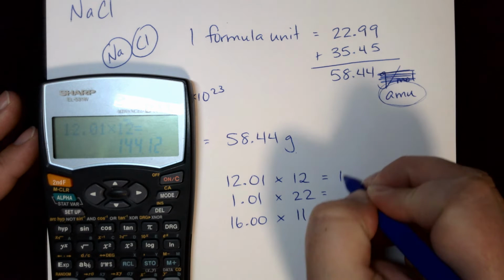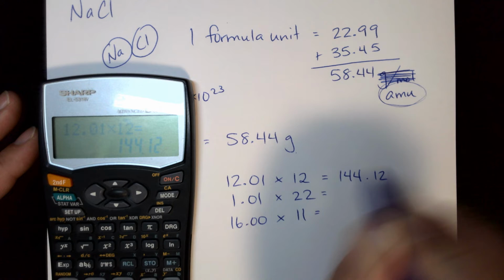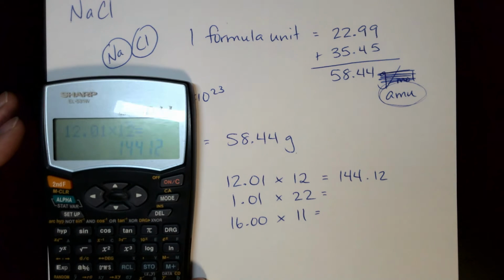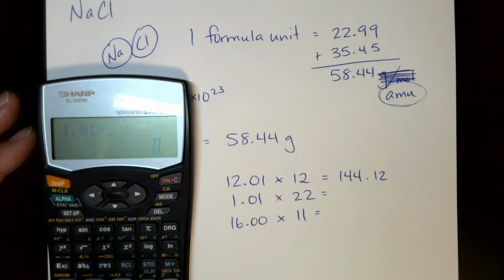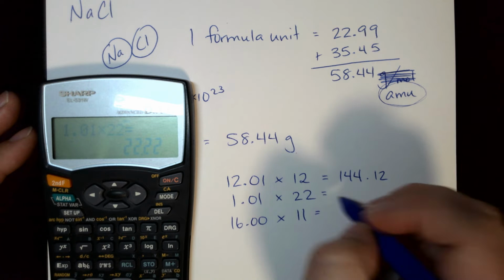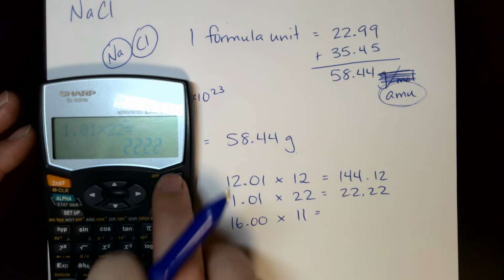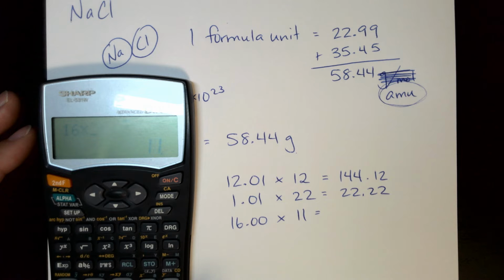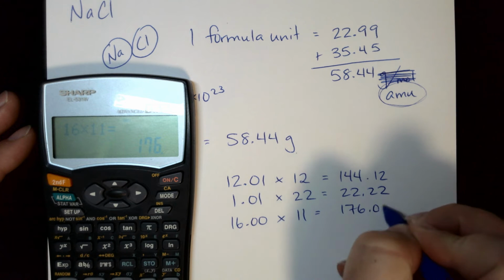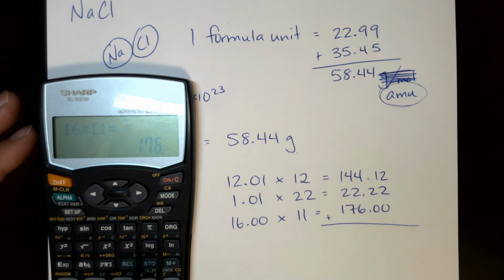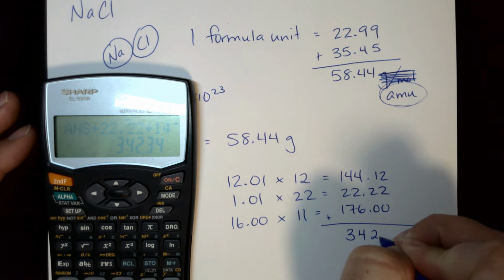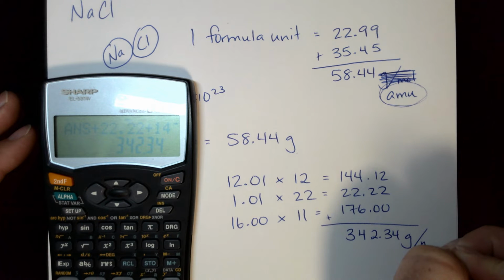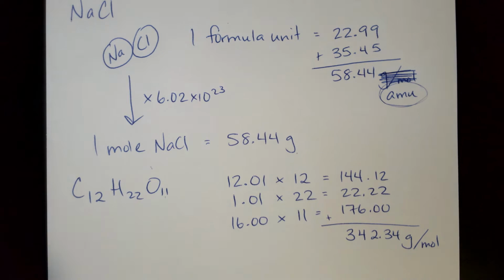So in total, if we're talking about a mole, 144.12 grams comes from the carbon atoms. In a mole of this compound, we get 22.22 grams from the hydrogen atoms. And the oxygen gives us 176 grams. We add all those up, and we find that we have a molar mass of 342.34 grams per mole, grams for 1 mole of that substance.